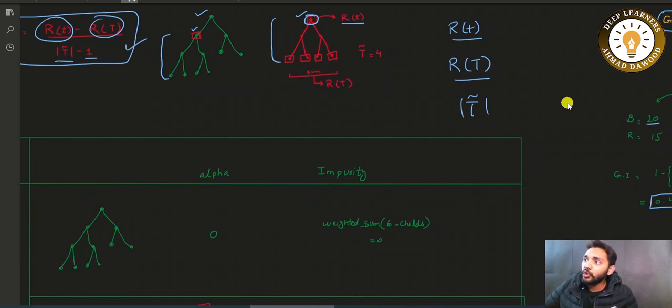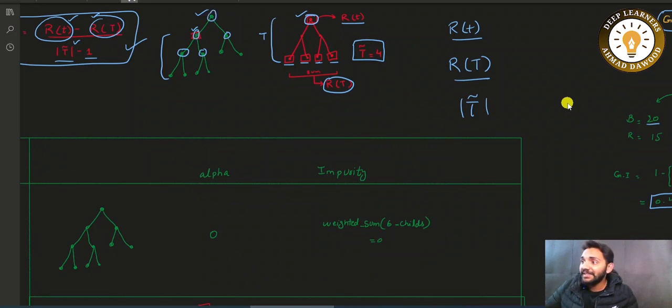And what is the Gini impurity of the whole tree? If we call this t, then the Gini impurity of the whole tree will be r of capital T, which will be the weighted sum of their leaf nodes, or you can say terminal nodes. How many terminal nodes are involved in that? There are 4 terminal nodes. So you got an idea about these terms. Now you can see how we can calculate the alpha value for each non-terminal node easily.